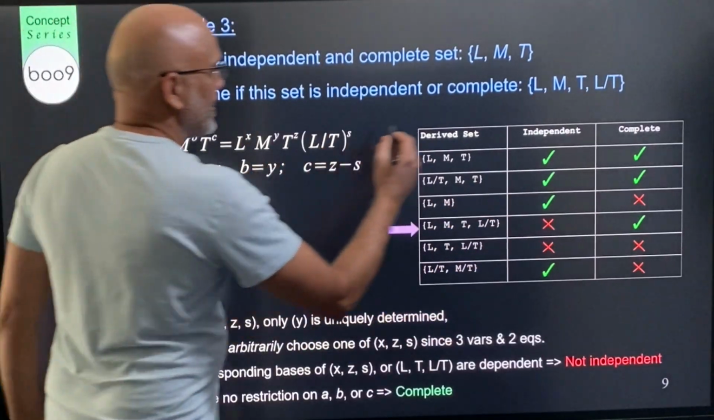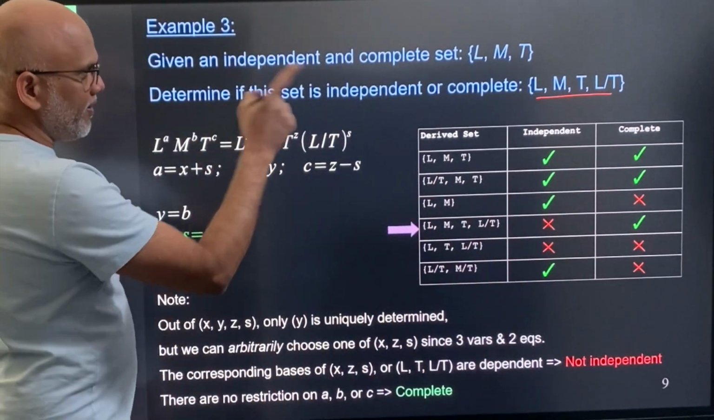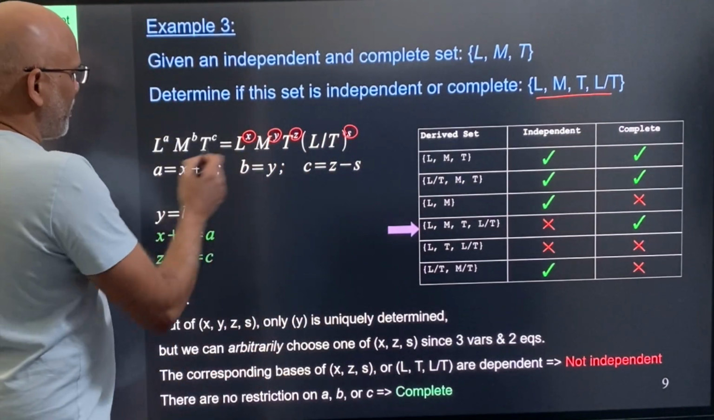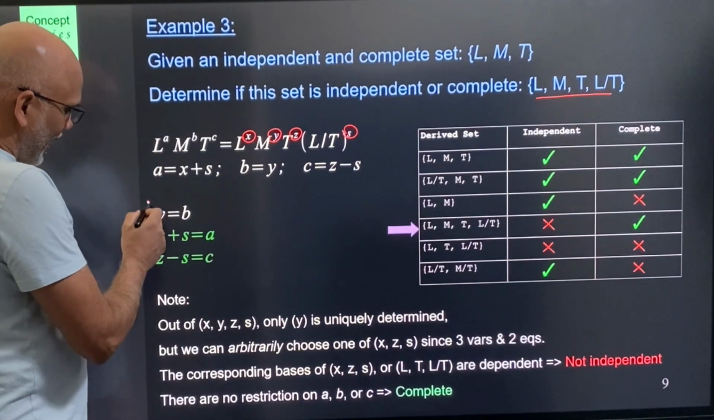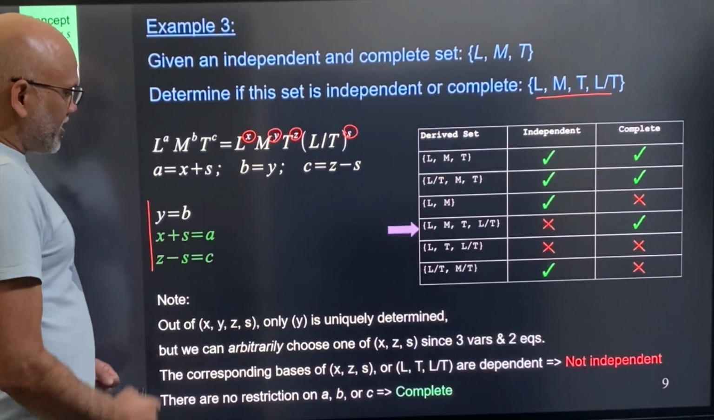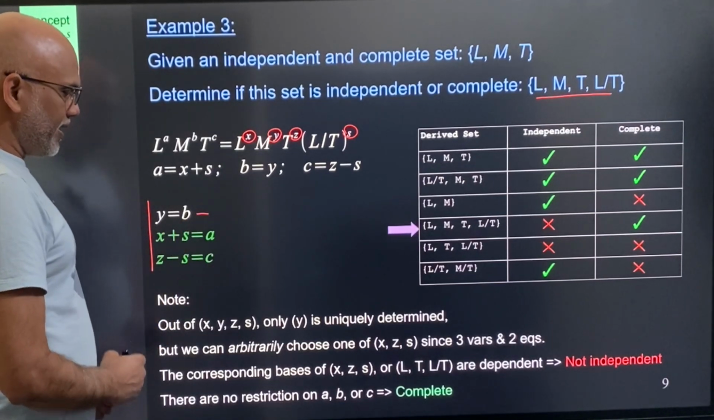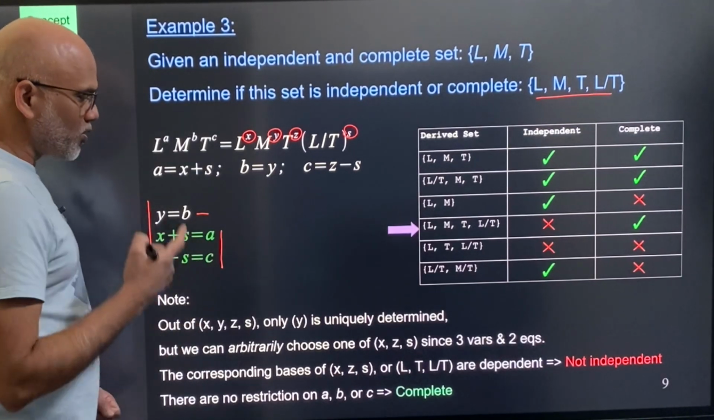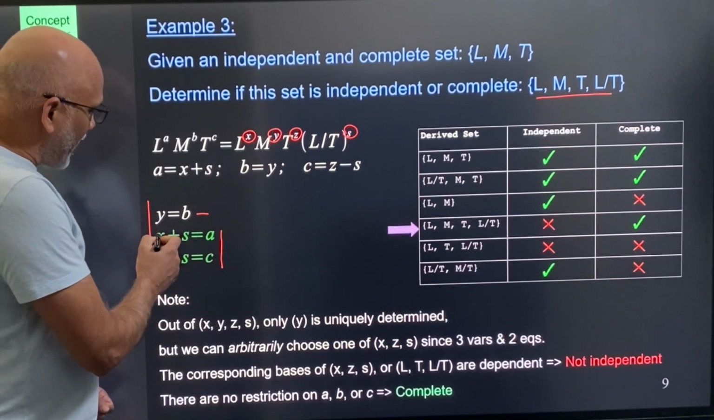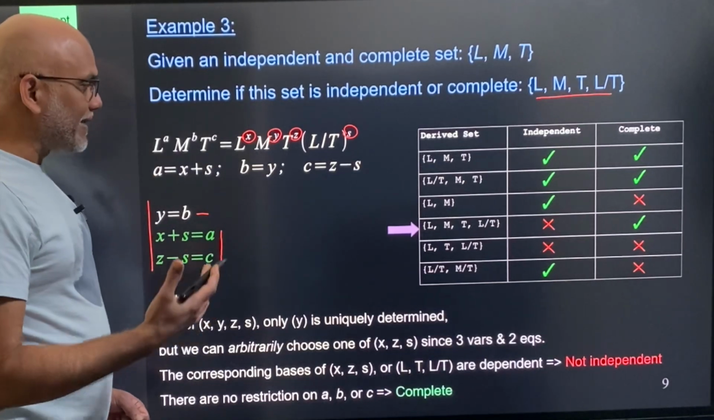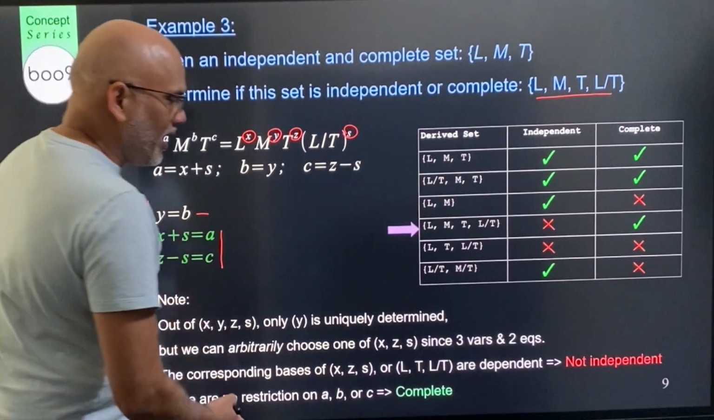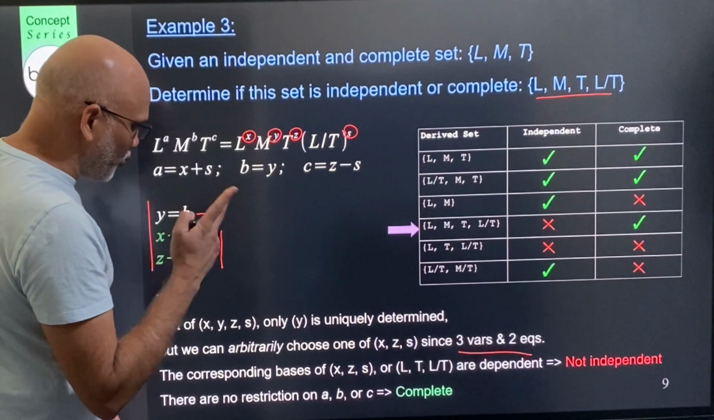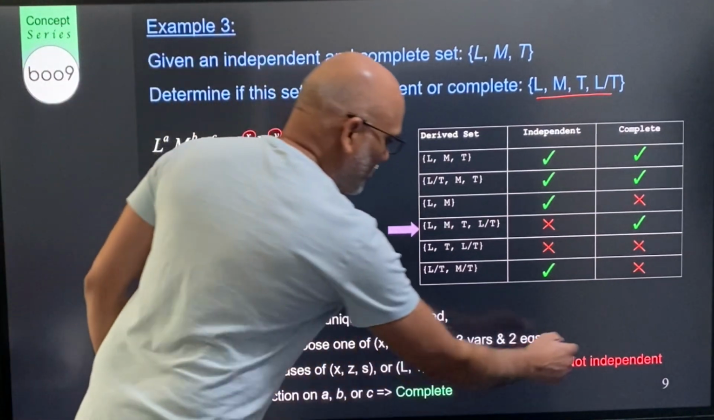Next example, in this case, this is my derived set. So I have 4 quantities there. So I need 4 variables, x, y, z, and s. And I equate the powers like so. Once I do that, I get this. So notice here that only y is uniquely defined, right? But x, s, and z, there are 3 variables and I have 2 equations. What does that mean? I can choose one of x, s, and z arbitrarily, right? That means it is not independent. There are 3 variables, 2 equations here, so I can choose one arbitrarily. That means it is not independent.